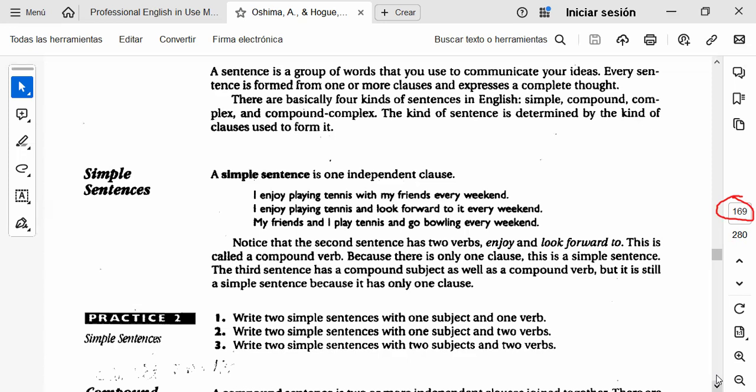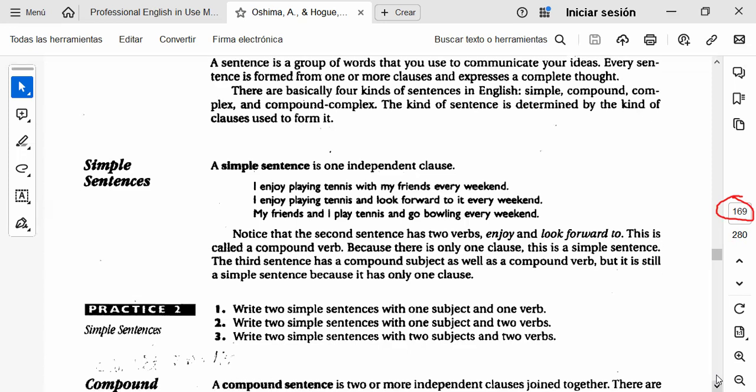I enjoy playing tennis and look forward to it every weekend. My friends and I play tennis and go bowling every weekend. Notice that the second sentence has two verbs, enjoy and look forward to. That is called a compound verb because there is only one clause. This is a simple sentence.